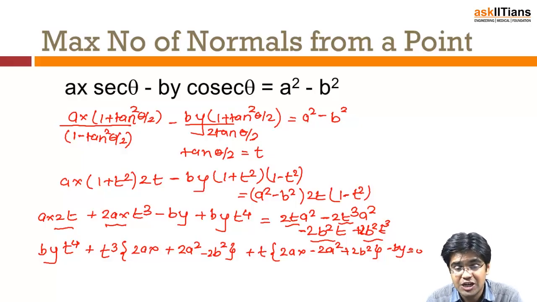Now what is the condition to draw 4 normals? For example, any general point can't be used to draw 4 normals, and you're not going to do this much lengthy effort for each and every point to check. So there has to be something different. Now let's see.